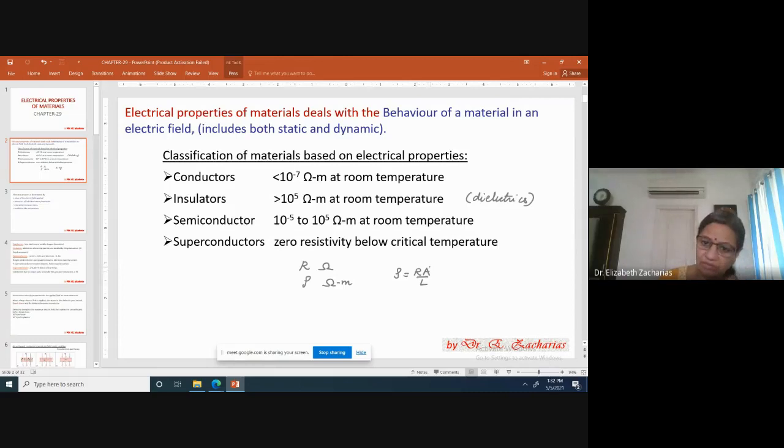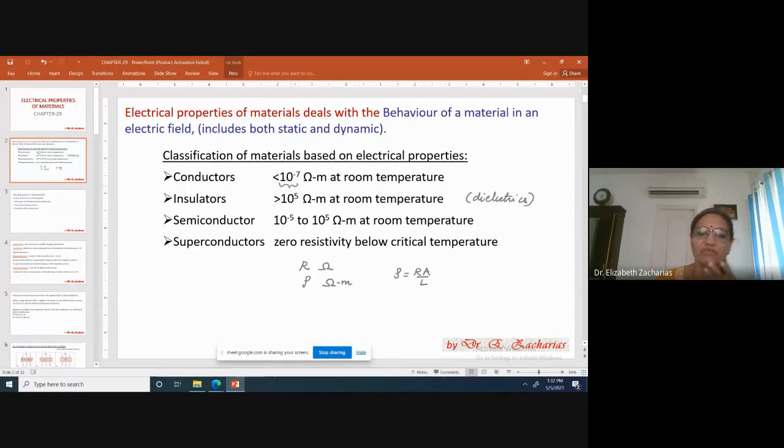If I'm talking about a wire, A is the area of cross section, L is the length, and R is the resistance. Please remember, resistance is going to depend on the size of the material that you are taking, whereas resistivity is the property of the material. It doesn't depend on the size of the material. If you're taking copper, for example, at room temperature, it is going to have a certain resistivity. It doesn't depend on whether you're taking a wire or a plate or whatever it is. So the classification of electrical properties is based on the room temperature resistivity.